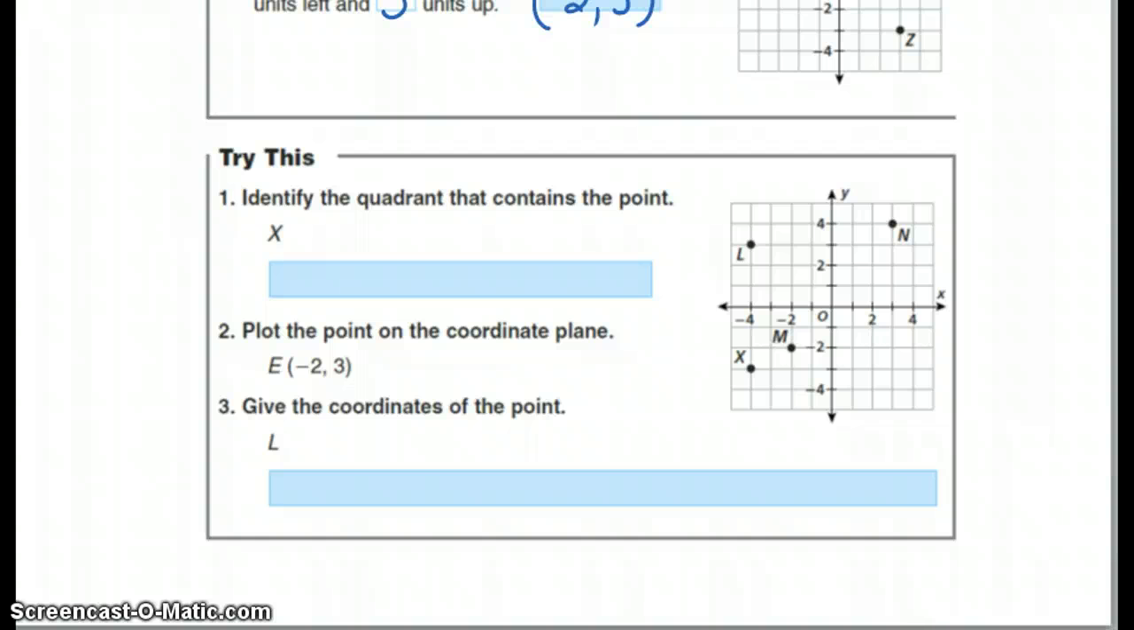So let's try this on your own. Pause the video. Tell me where X is. I want you to plot this ordered pair and then give me the coordinates of L. Pause now.